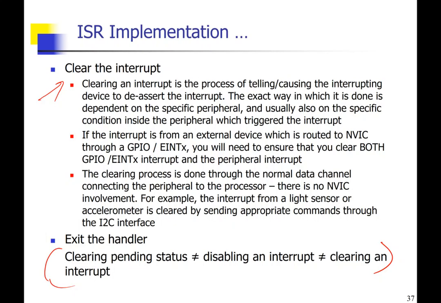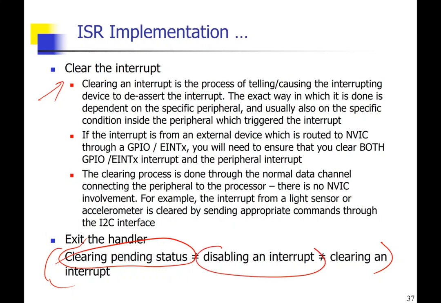So not disabling pending, clearing pending status. So you clear the pending status to prevent the interrupt from being executed, right? Clearing pending status: if it is currently pending, just remove the pending status so that interrupt will not be executed.